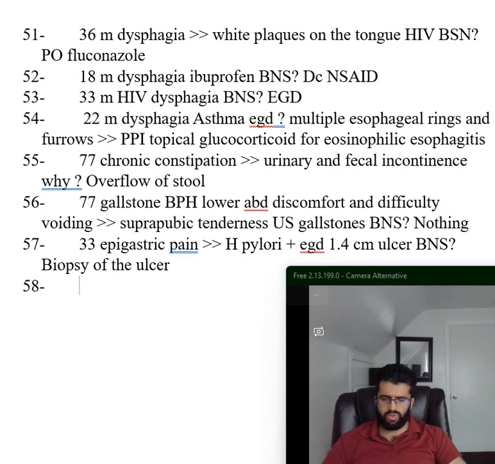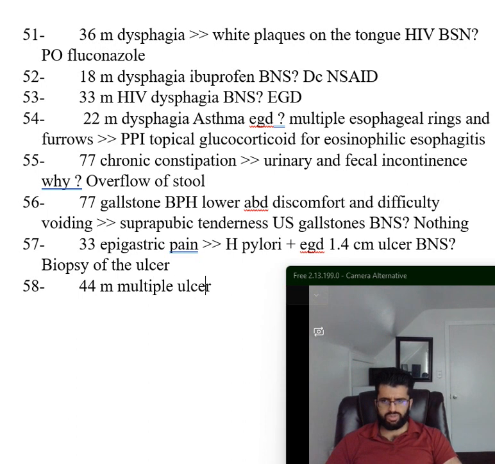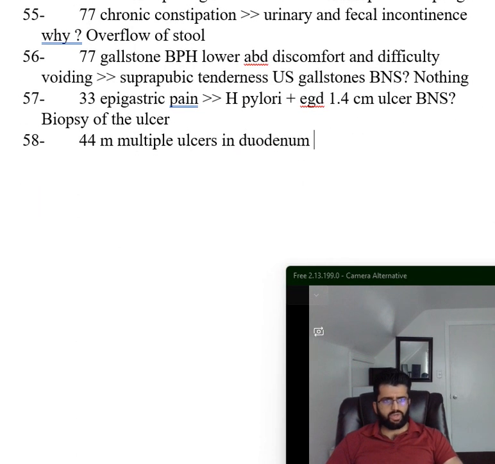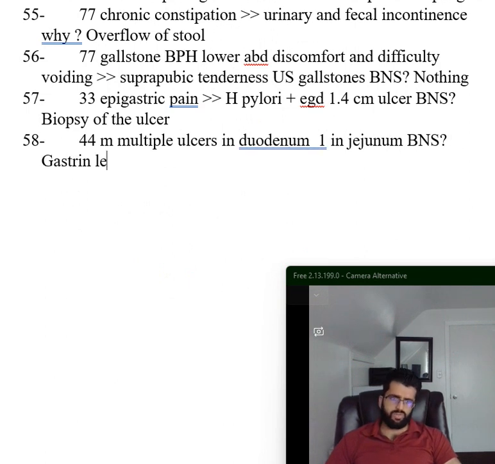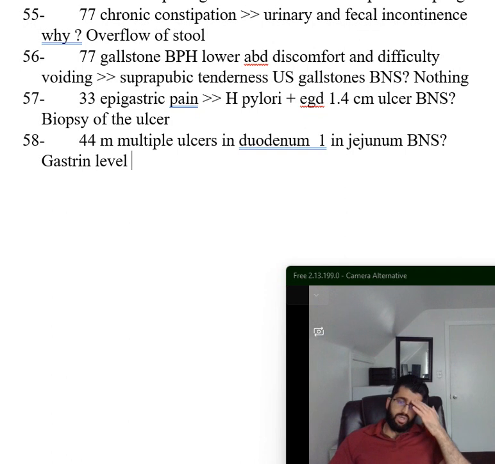Now in this case, you see a 44-year-old man who comes in with multiple ulcers in the duodenum. There is only one disease that causes multiple ulcers: two in the duodenum and one in the jejunum. So this was the best next step: you check the gastrin level, because gastrinoma is the only one that causes a lot of ulcers. You really want to rule that out because it's very high yield.